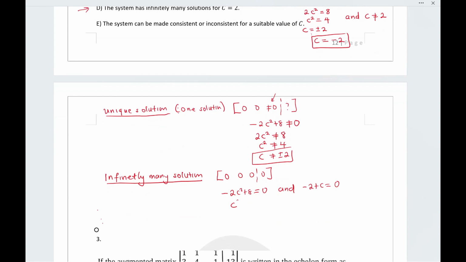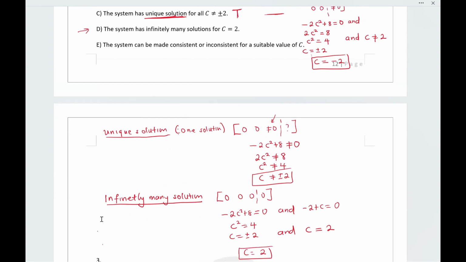And here, this means that c squared is equal to 4, right? So it means c is plus or minus 2. And here it means that c is equal to 2. So if you take the intersection of this, because there is an and, it means that c has to be equal to 2.